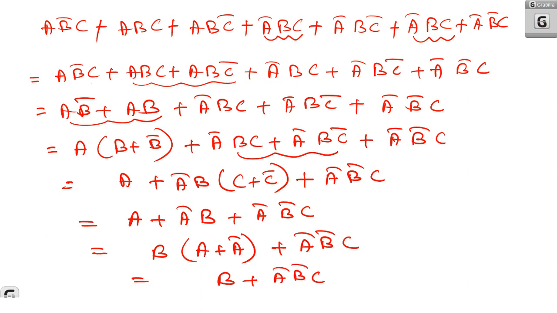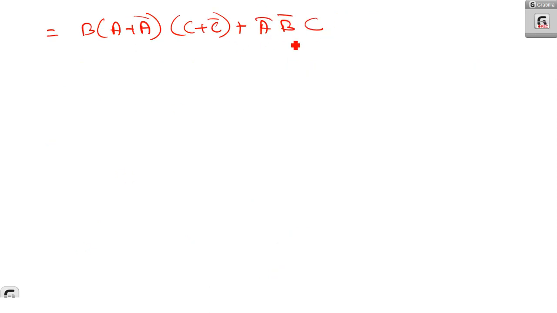We have not reached the final answer. So how to make it into the final answer? See here which is redundant. Here the term is B. So along with B you should add something. So that is equal to B into A or A bar into C or C bar, or A bar B bar C. Last one is A bar B bar C. So that gives B into AC or AC bar, or A bar C, or A bar C bar.